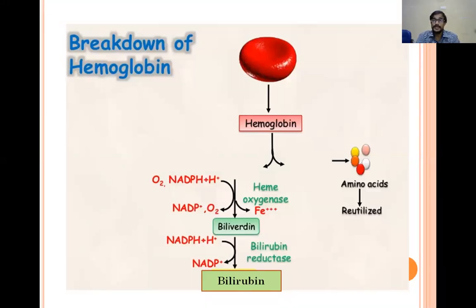We know the 4 globin chains are present in the hemoglobin, which are nothing but polypeptide chains made up of amino acids. So these are degraded into amino acids. So these can be reutilized for the synthesis of globin chain, or they can be utilized for some other amino acid metabolism. And here the heme is converted to biliverdin and bilirubin.